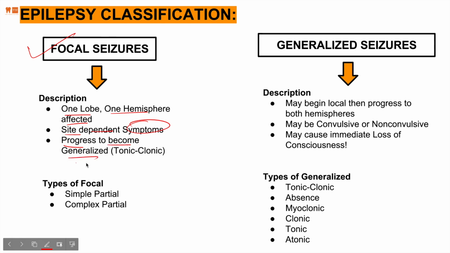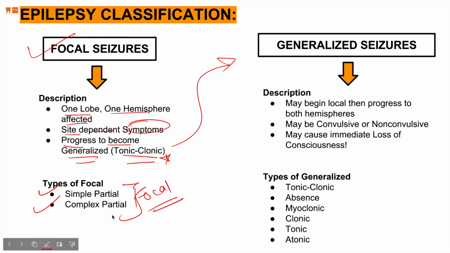It progresses to become generalized in many ways, such as tonic-clonic, where movement becomes affected because it's spread from this focal spot out. Subclassified into simple partial and complex partial, and both of these are basically focal seizures. Generalized seizures may begin local and then progress to both hemispheres. It may be convulsive or non-convulsive. Remember, tonic-clonic was convulsive, whereas non-convulsive could have been the absence, where you just stare into space for some moments. It may cause immediate loss of consciousness, and this plays a big role in our treatment aspect as well.